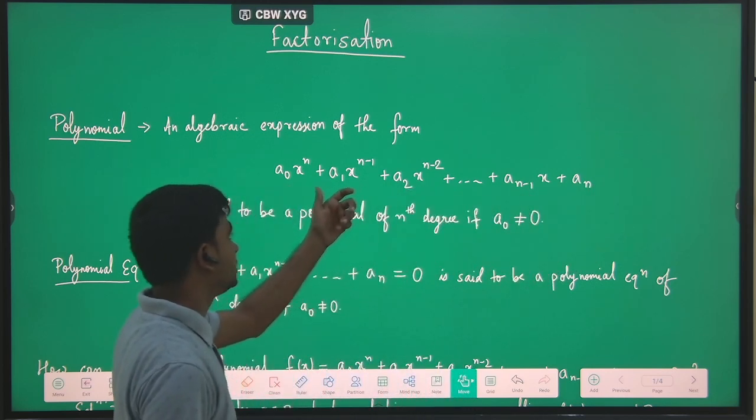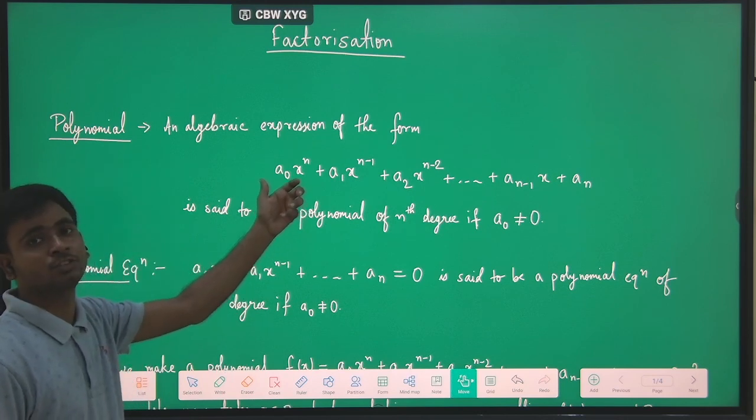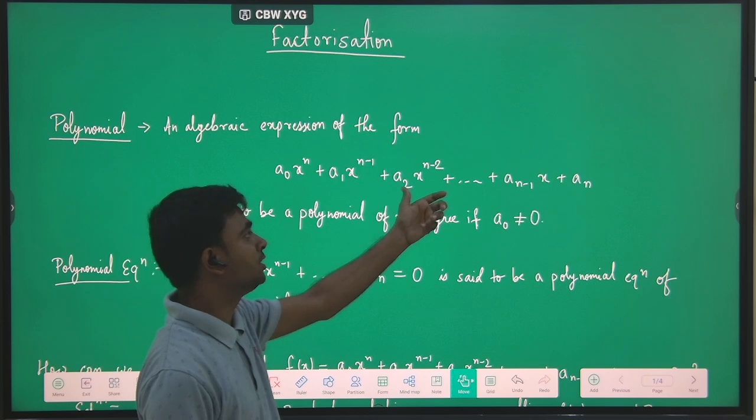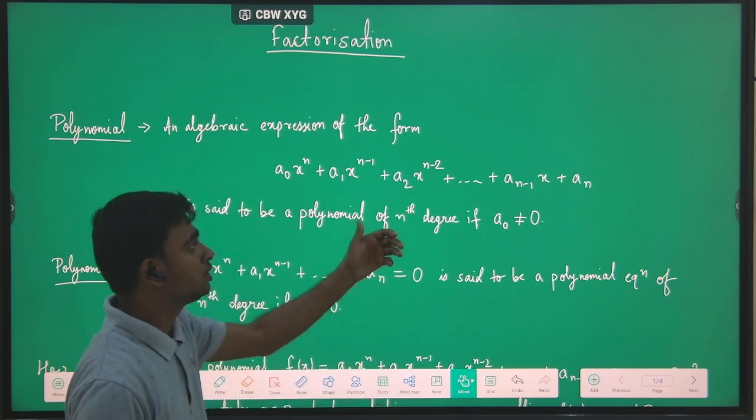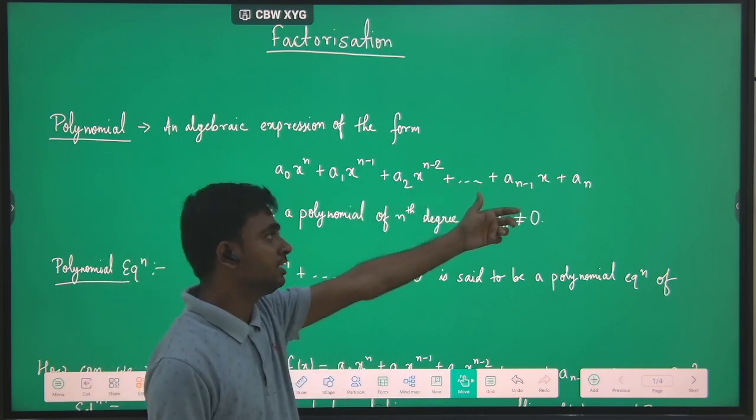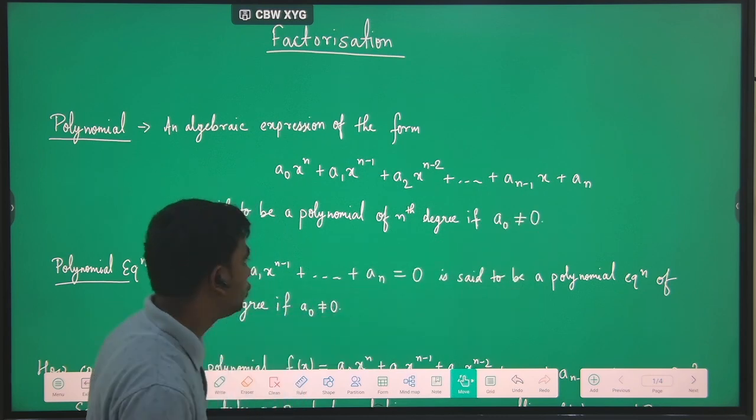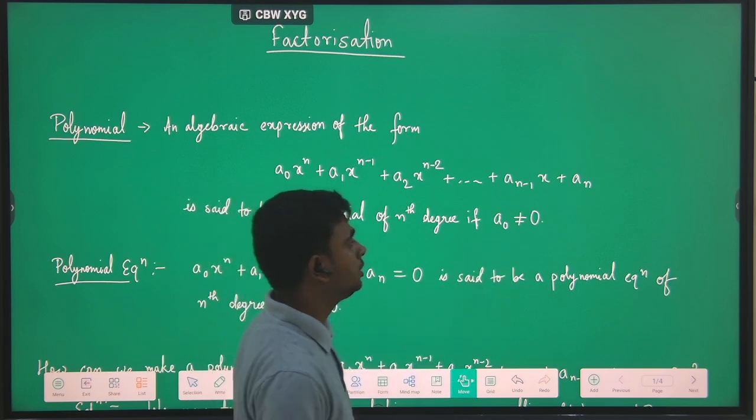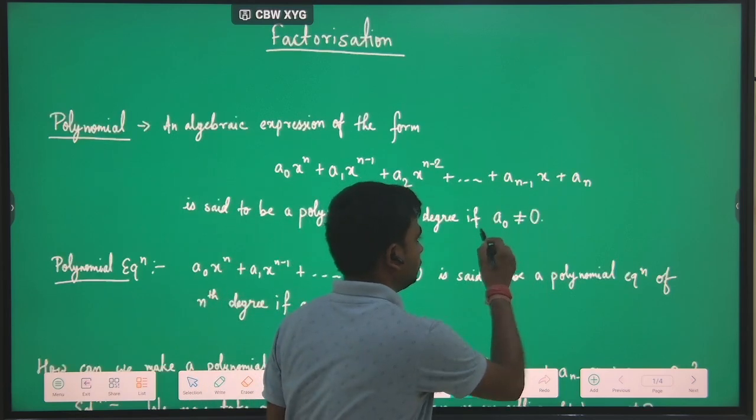Okay, so the expression of the form a naught x to the power n plus a1 x to the power n minus 1 plus a2 x to the power n minus 2, continuously moving towards a(n minus 1) x plus an, is said to be a polynomial of nth degree if this a naught is not equal to 0.